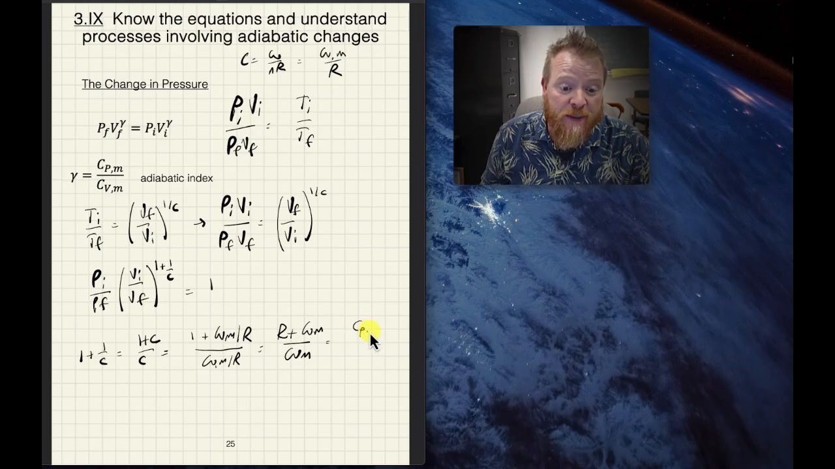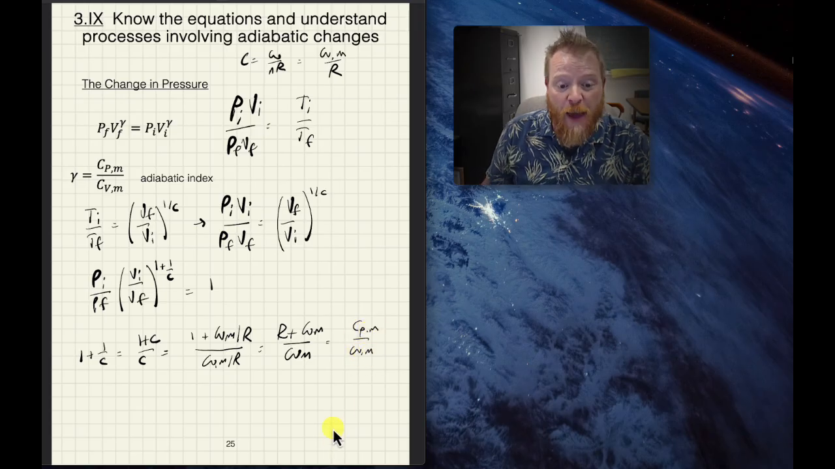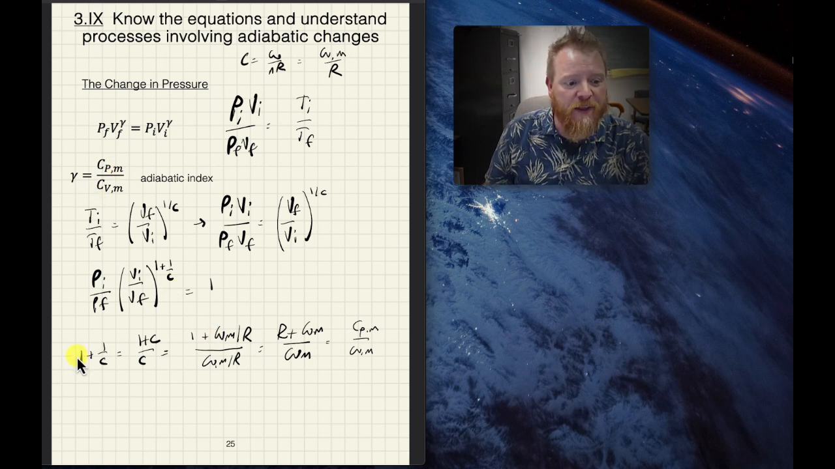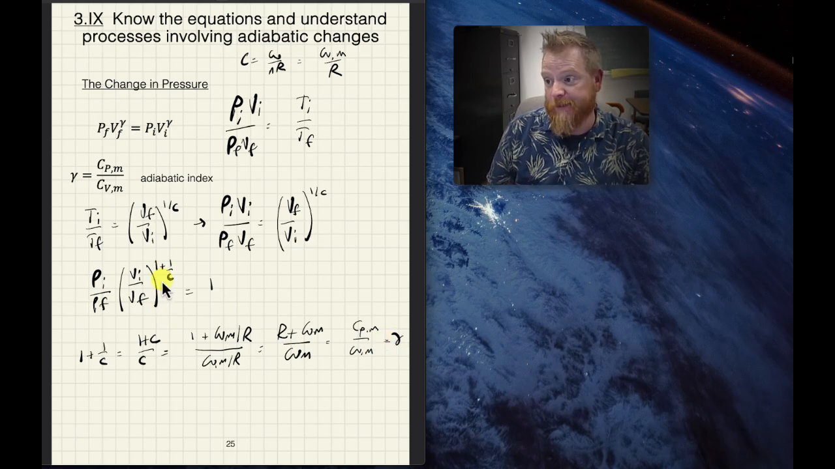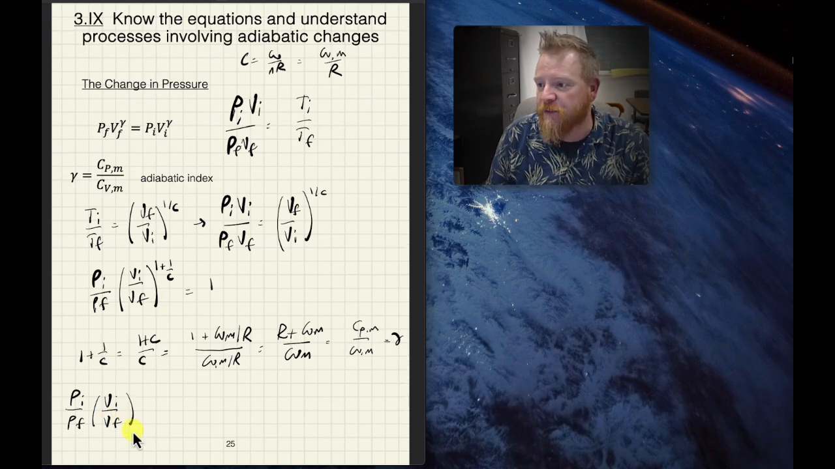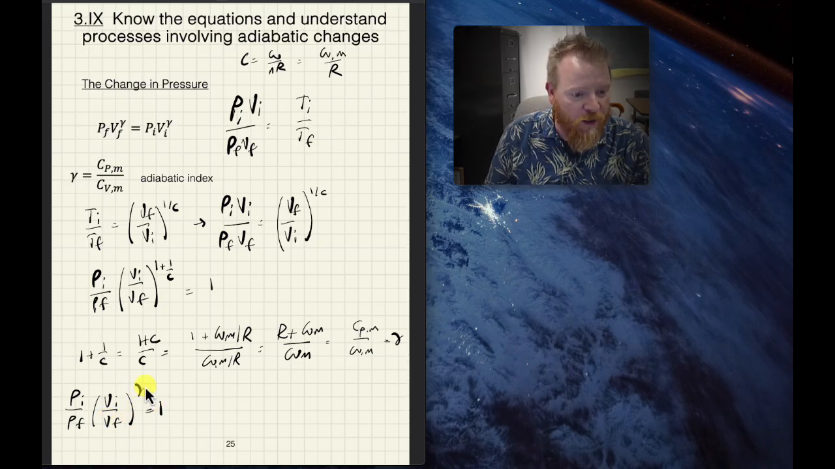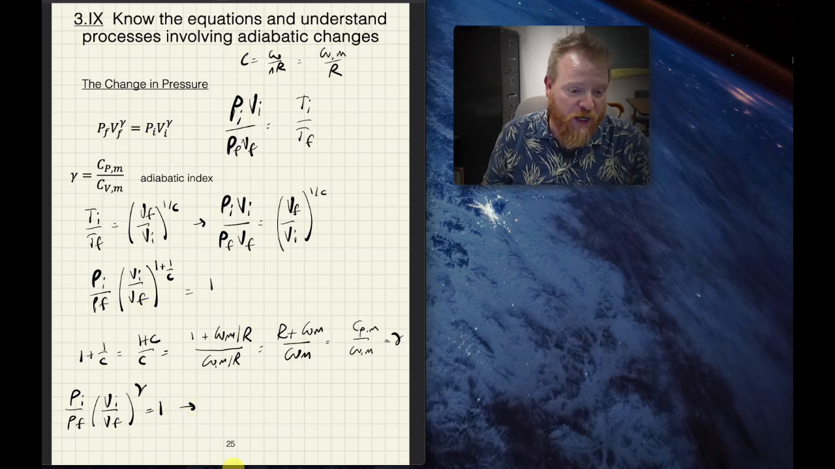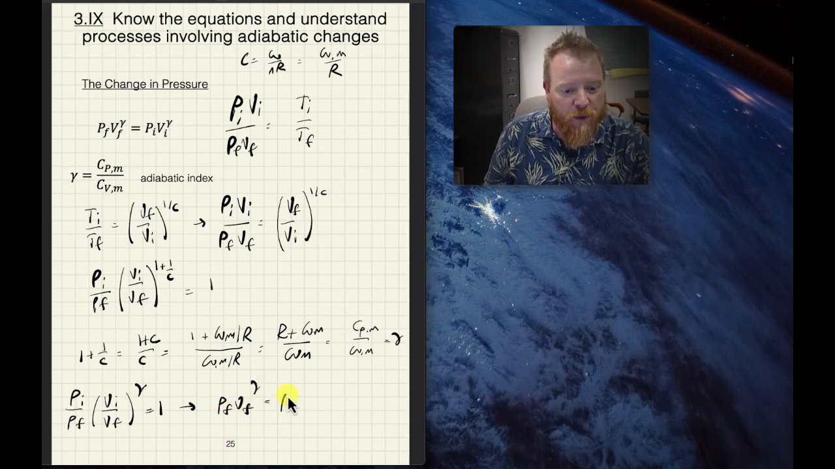So this becomes CPM over CVM, which we noted is equal to our adiabatic index. And thus, this 1 plus 1 over C just becomes gamma. Okay? So now that gives me PI over PF times VI over VF raised to the gamma power, all equals 1. And now rearranging that algebraically, we get to that top expression, right? That becomes PF VF raised to the gamma power equals PI VI raised to the gamma power.